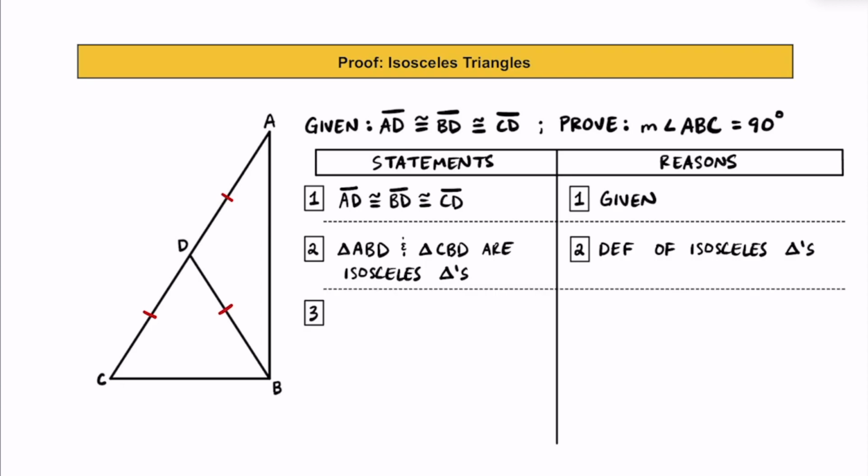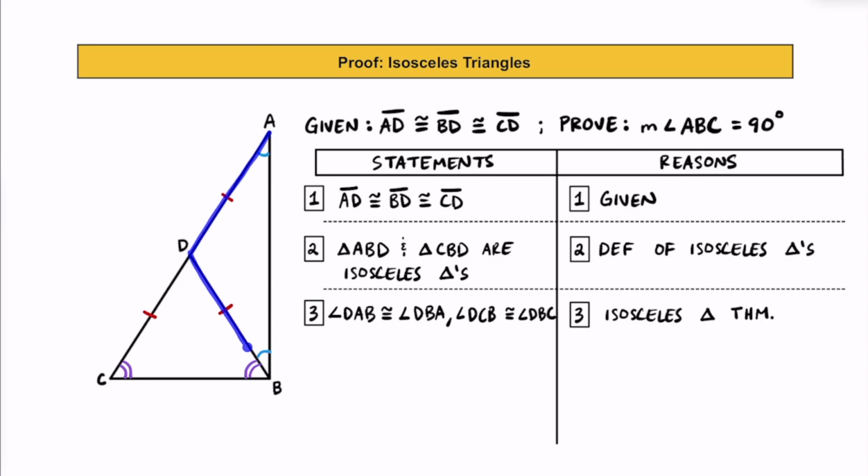Now that we know both of these triangles are isosceles triangles, for statement 3, we can say that angle DAB, which is here, is congruent to angle DBA, which is over here. And we can also say that angle DCB, which is over here, is congruent to angle DBC, which is over here. The reason why we can make both of these statements is because of the isosceles triangle theorem. We knew this triangle was going to be isosceles because these two segments are congruent. What that means is that these opposite angles are also going to be congruent. That's the isosceles triangle theorem.